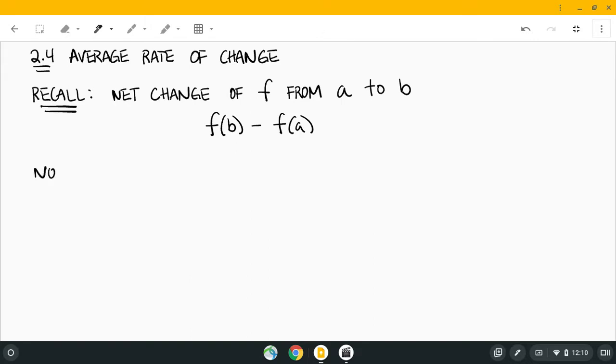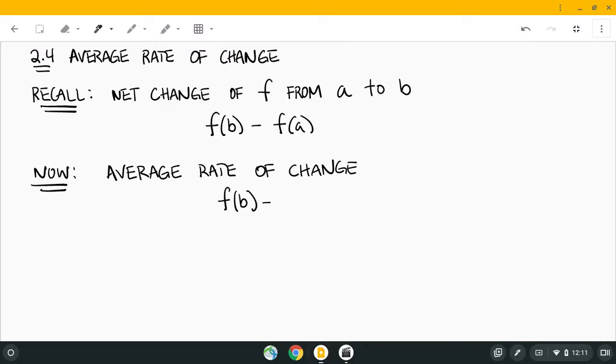Now what we're going to look at is average rate of change. Part of the formula for this is the formula here for net change. So average rate of change. If they're asking for the average rate of change of a function from A to B, then they're asking you to find this, f of b minus f of a. Okay, so that's net change.